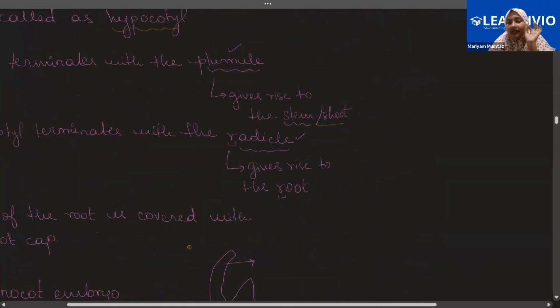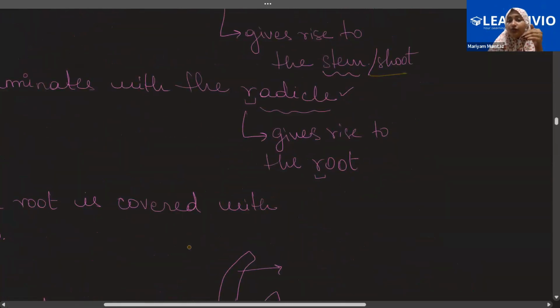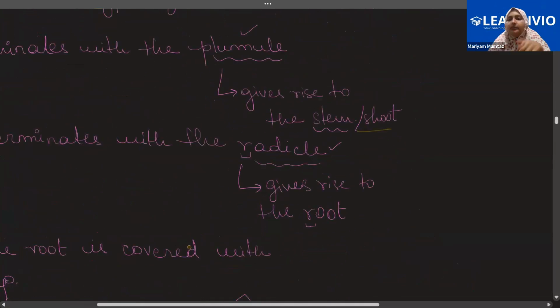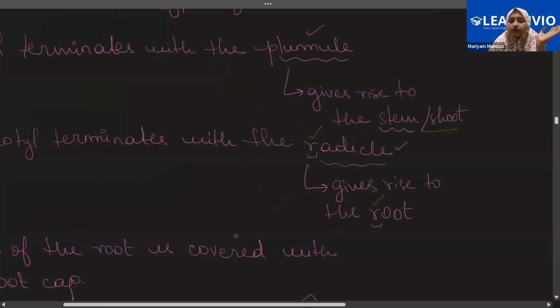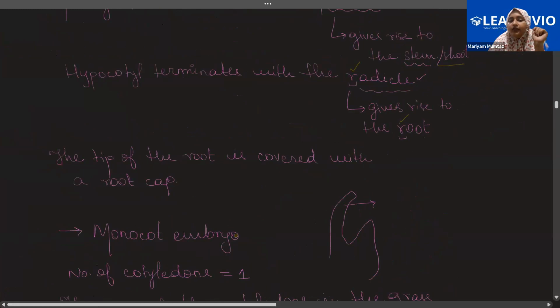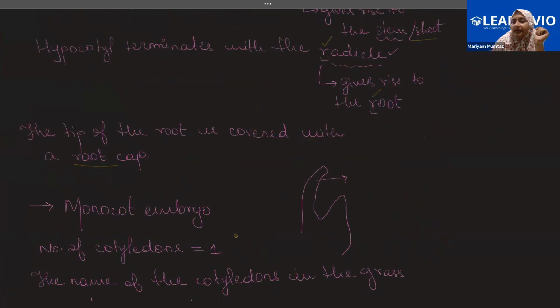Also, many a times people get confused as to which part gives rise to what. Like whether plumule gives rise to shoot or root. So always remember, radicle starts with an R, root starts with an R. So radicle will give rise to root. A very short trick to remember this. Okay. Now, the tip of the root is covered with a root cap. Now, everyone remembers root cap from morphology. Its function was to protect the root, right?